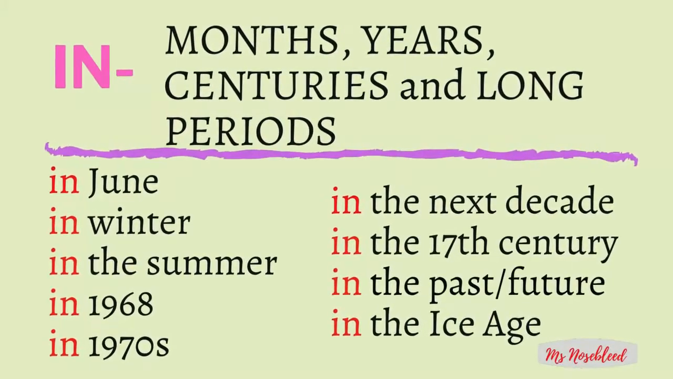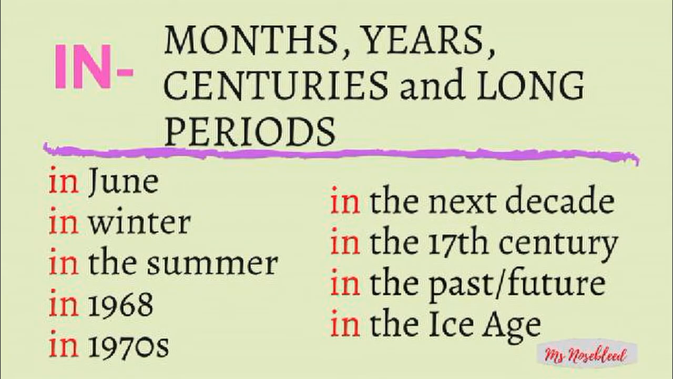Now, when do we use in? You use in for months, years, centuries, and long periods. For example, in June, in winter, in the summer, in 1968, in the 1970s, in the next decade, in the 17th century, in the past, in the future, in the Ice Age. So you use the preposition in for those words.